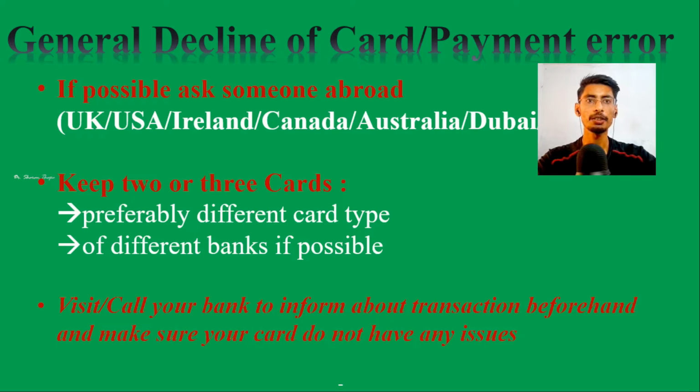So if your card is declined, do not panic. And to prevent that, the best solution is to ask someone who is abroad, like if somebody is in the UK, your family or friends, like UK, USA, Ireland, Canada, or Australia or Dubai. You can ask them to pay on your behalf, or you can ask for the details, or you can take permission to use their card and book your examination through their card, because the transactions are smooth and there is very little chance that you will get declined.